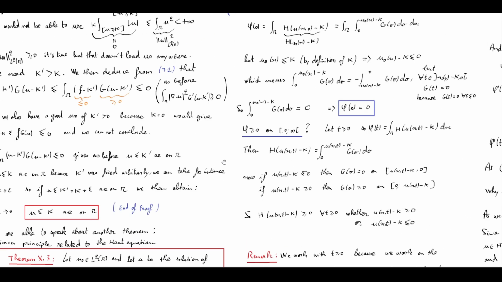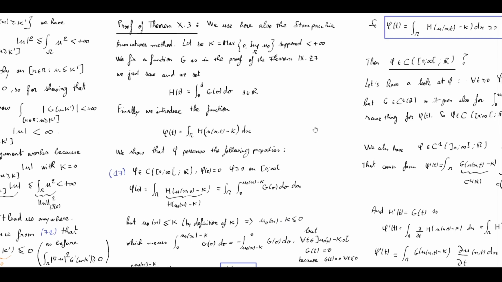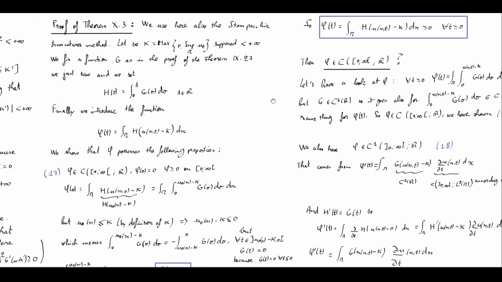Now we prove Theorem 10.3. We use here also the Stampacchia truncation method. Let k be the maximum between 0 and the supremum of u0 on Omega, supposed finite. We fix the function g as in the proof of Theorem 9.27. We then set the following function: h of s equals the integral from 0 to s of g of sigma d sigma, for all s in R. Finally, we introduce the function phi of t equals the integral on Omega of h of (u(x,t) minus k) dx. We show that phi possesses the following property.